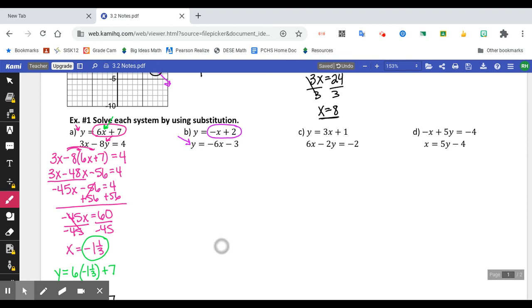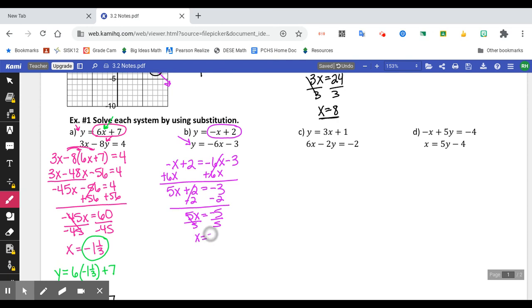So the left side, instead of putting y, I'm going to put in what it told me. So negative x plus 2. I don't need parentheses this time because it's nothing else on that side, equals, and everything else over here drops. Now we can solve variables on both sides. So I'm going to add 6x to both sides. This gives me 5x plus 2 equals negative 3. Down to a 2-step, subtract 2. 5x equals negative 5. Divide by 5, and x equals negative 1.